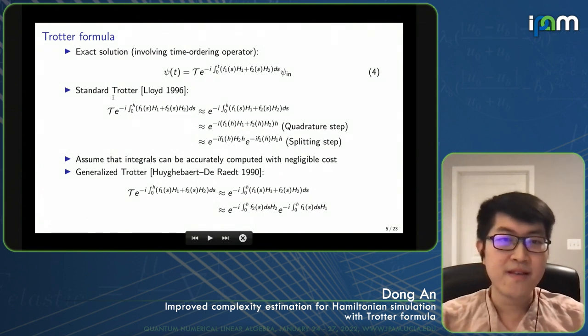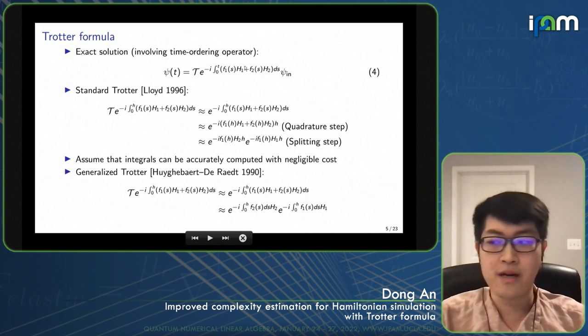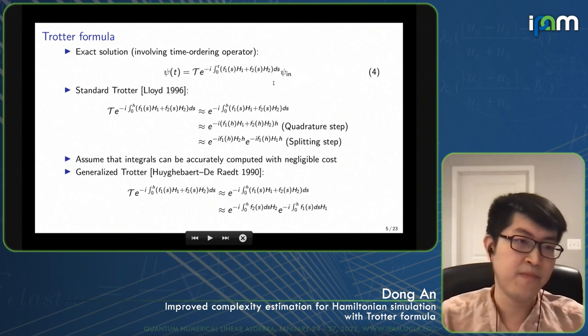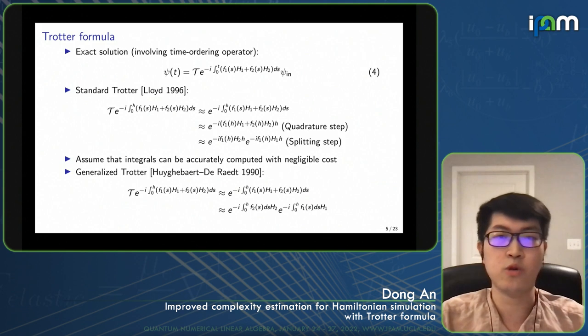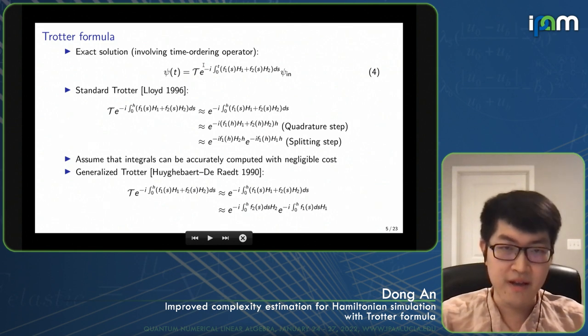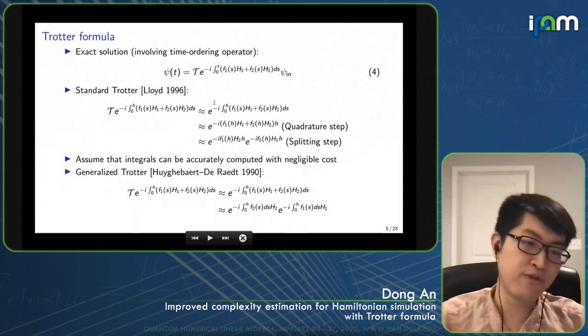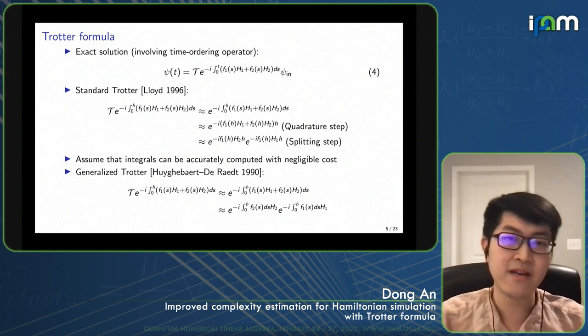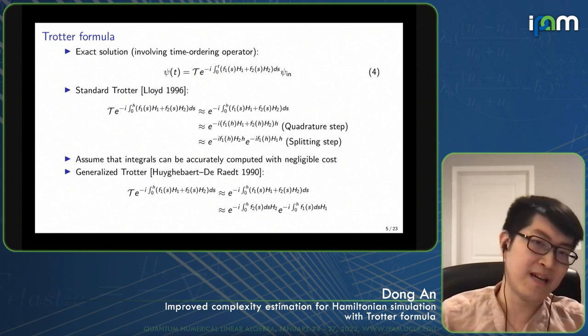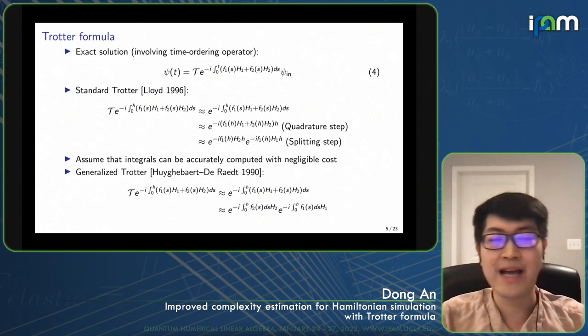Now to derive the standard Trotter, the starting point is the exact solution, the exact evolution operator given in equation four. Basically this is the exact solution of my time-dependent Schrödinger equation. We can see that in this evolution operator, we have a time ordering operator in front of the exponential. This time ordering operator is defined using a Taylor series and can be very complicated. So when it comes to the numerical treatment, the first step that we do is to drop this time ordering operator.